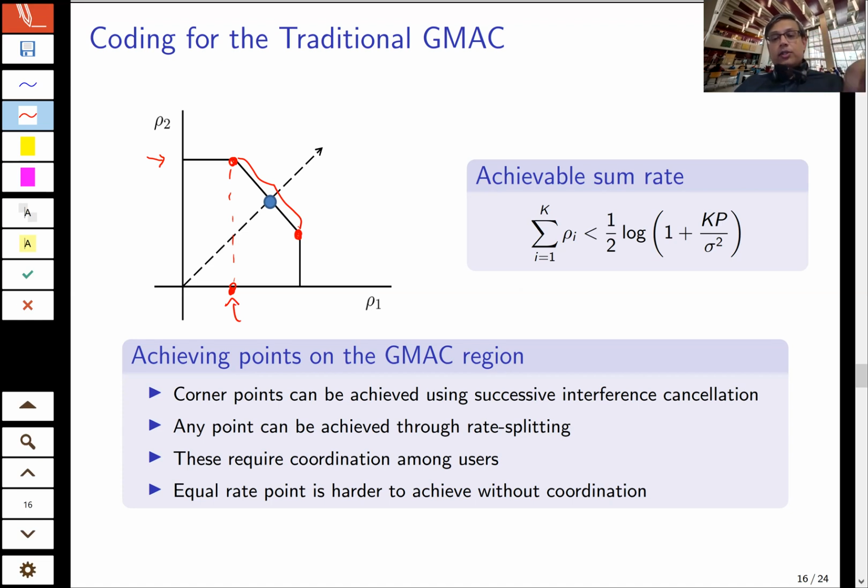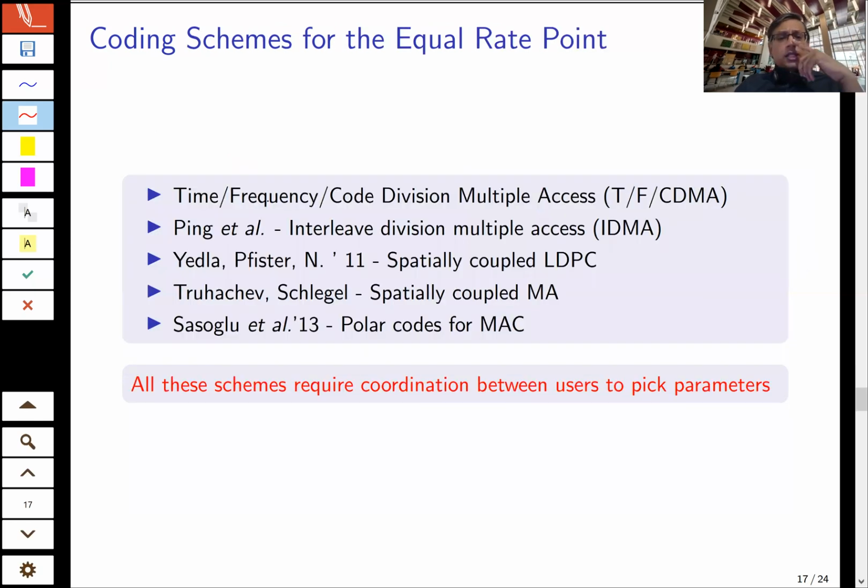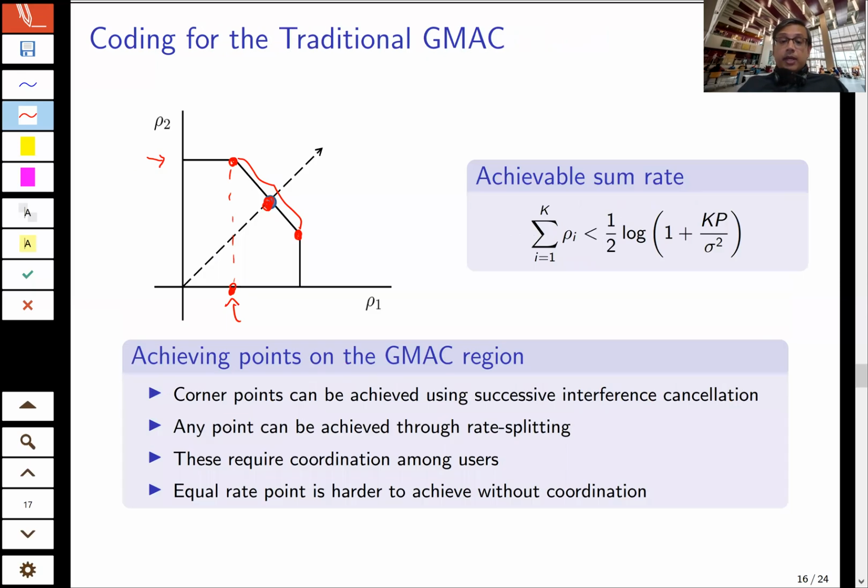But these kinds of solutions cannot work for the uncoordinated problem, because in these cases, you need to coordinate the rate selection between the users. So somebody has to tell one user to pick a lower rate and tell the other user to pick the higher rate. In the absence of such coordination, we are forced to work with the equal rate point in the MAC region. And typically, it's harder to design codes to get to that point. Particularly, you cannot just design single user codes to get to that point. And let's take a quick look at how we can get to this point without coordination. Let me make it very clear. The equal rate point is harder to get without coordination.